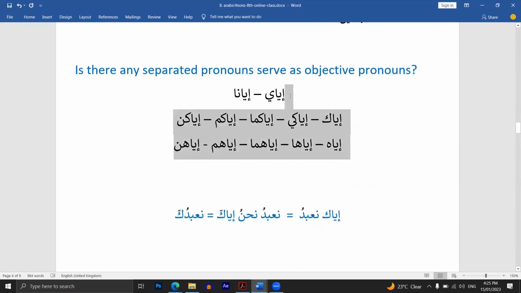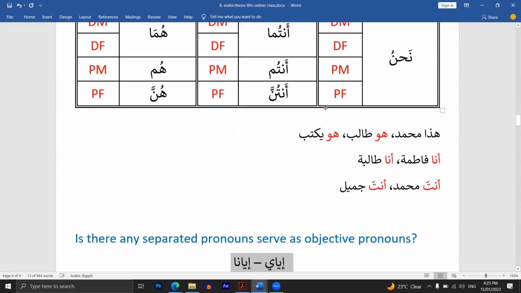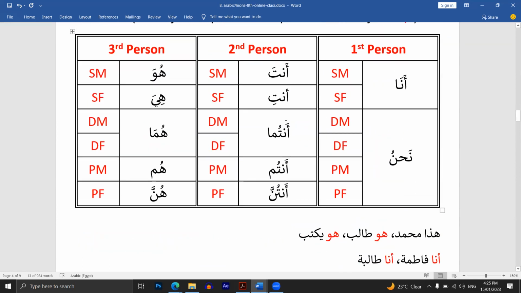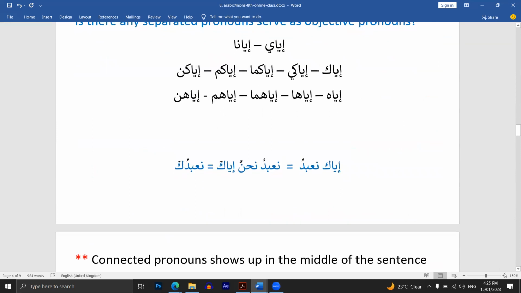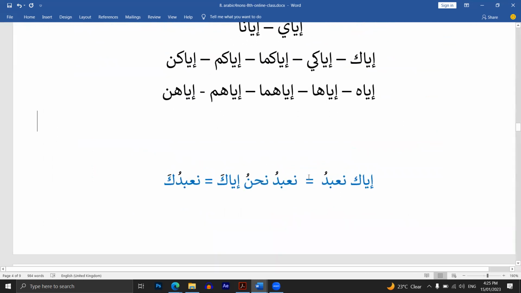So these pronouns are separated and at the same time will show up as objective pronouns, but they are not famous. They are not popular. You understand? We usually see these separated pronouns. One famous example of this type of objective pronoun is إياك نعبد. We read it every day in Surah Al-Fatiha. إياك نعبد. But this إياك came first.